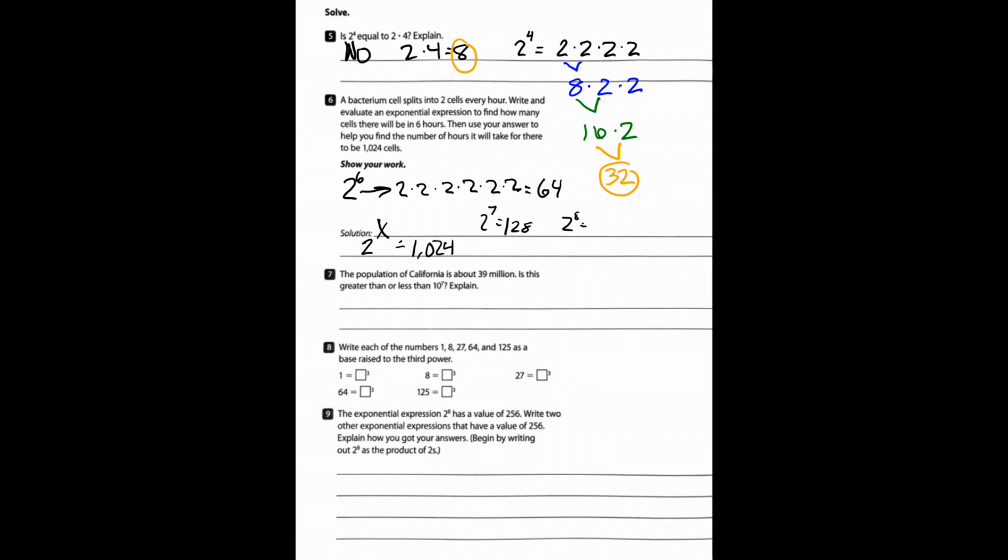2 to the 8th is equal to 256. 2 to the 9th is 512. And 2 to the 10th is 1,024. It would take 10 hours for there to be 1,024 cells.